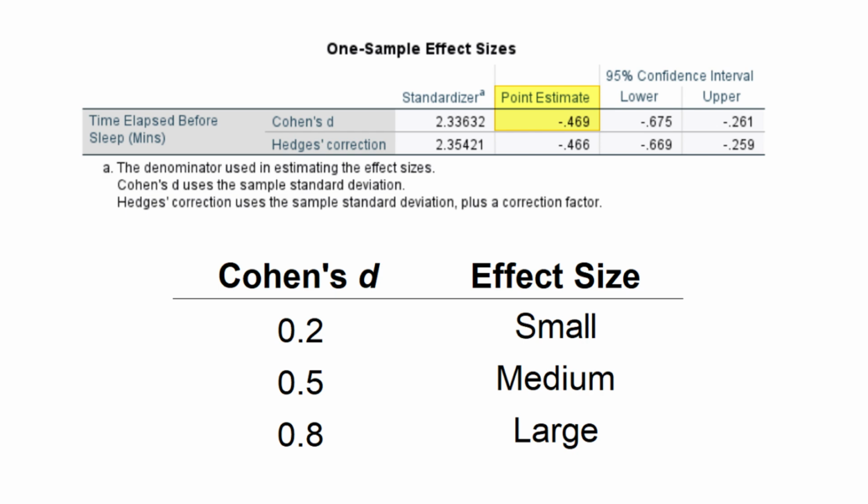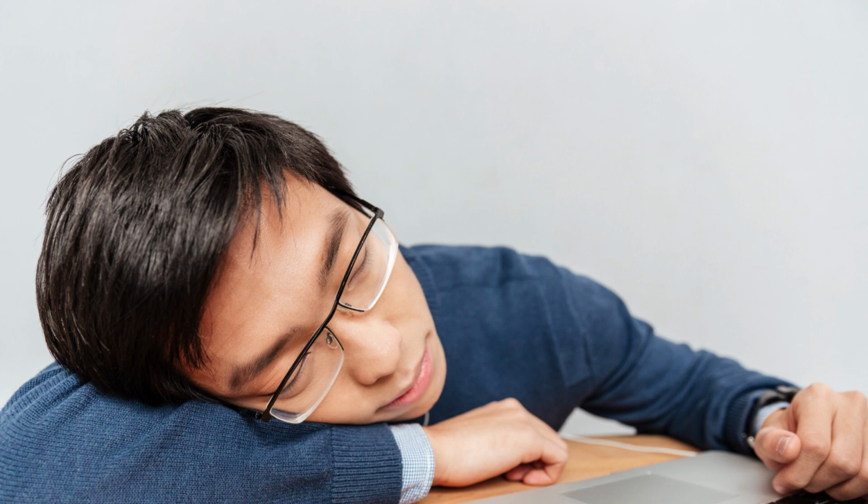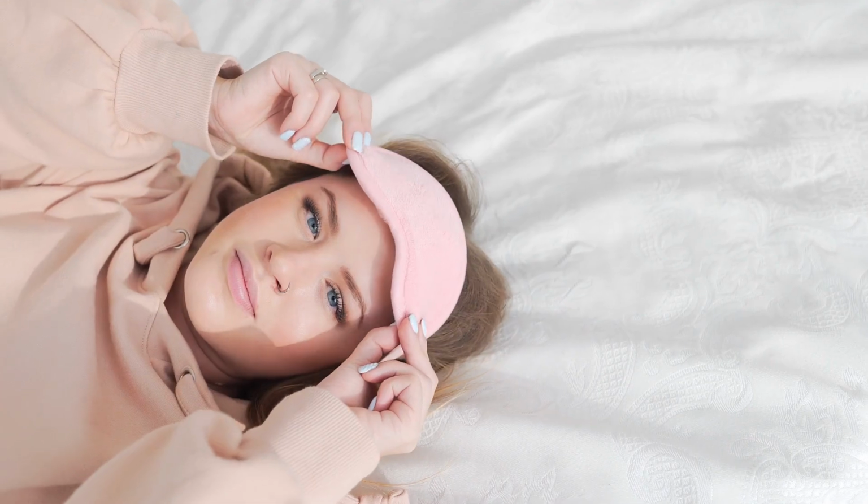These are based on the absolute value of d, that is how far it is from zero, regardless of whether it's positive or negative. So in this case, we can say that there is a small to medium difference in how long it takes people to fall asleep in a statistics class compared to the general population.